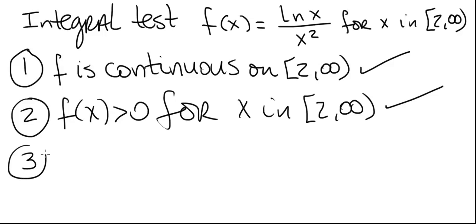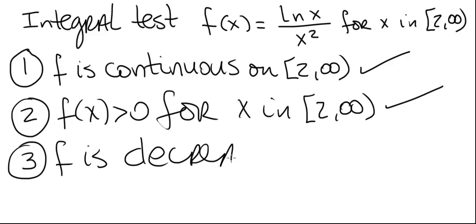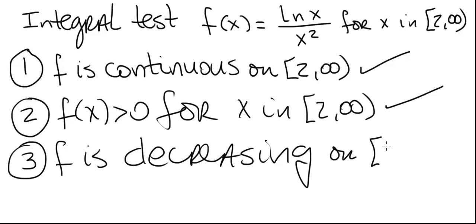The third condition: f is decreasing on the interval 2 to infinity. We just need it to be decreasing starting at a certain point. We can show it starts to decrease from 3 to infinity or 5 to infinity. That would be sufficient. But in this case, it will be decreasing on the interval 2 to infinity.